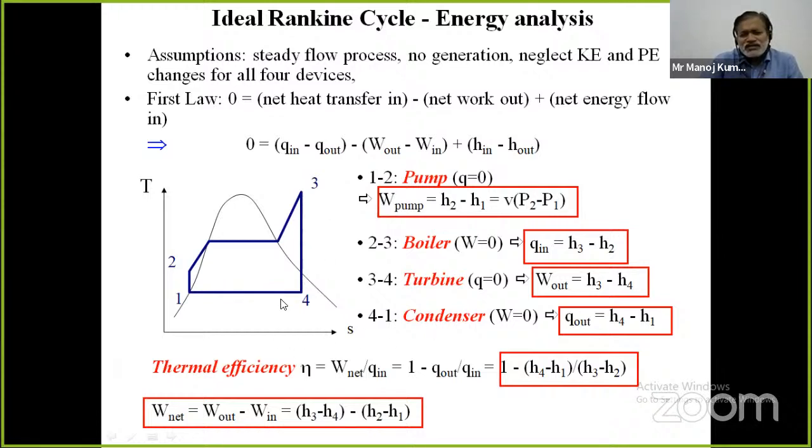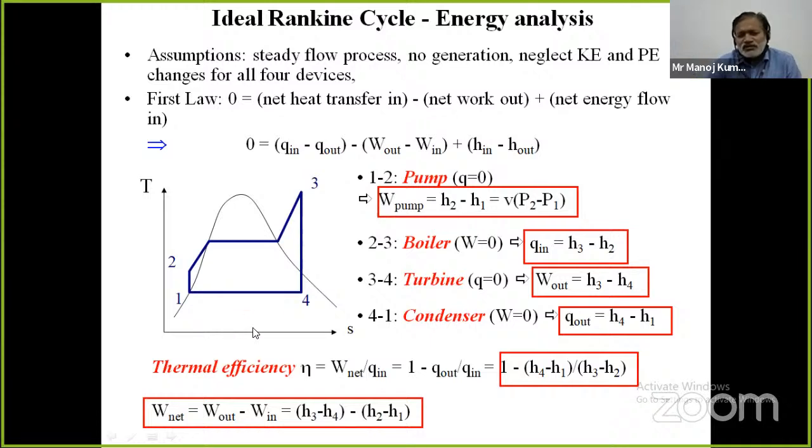For the condenser, low pressure, low temperature steam enters the condenser, where it condenses by rejecting heat to the atmosphere. Applying the steady flow energy equation in the condenser, you will find that there will not be any heat transfer, nor any change in kinetic energy or potential energy. And there will not be any work involved in the heat exchanger, the condenser. Therefore, the Q out, or heat rejection, will be equal to H4 minus H1.